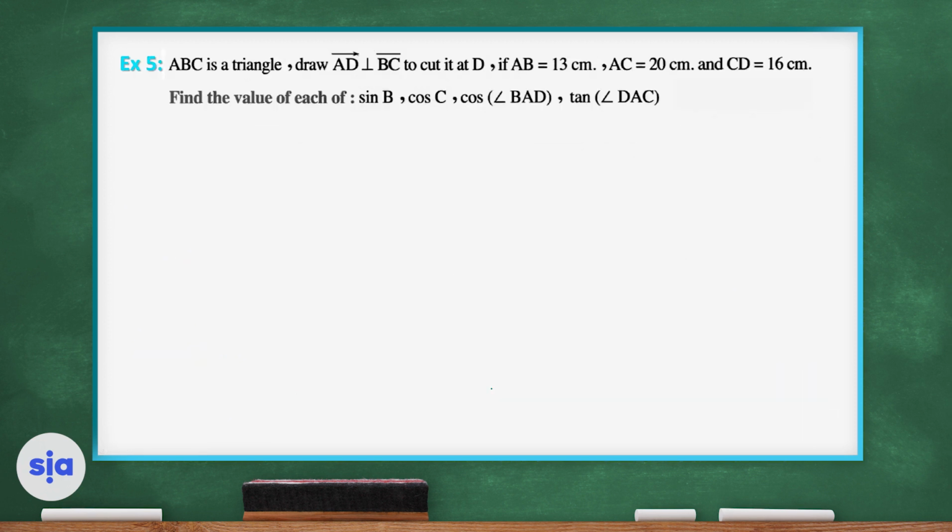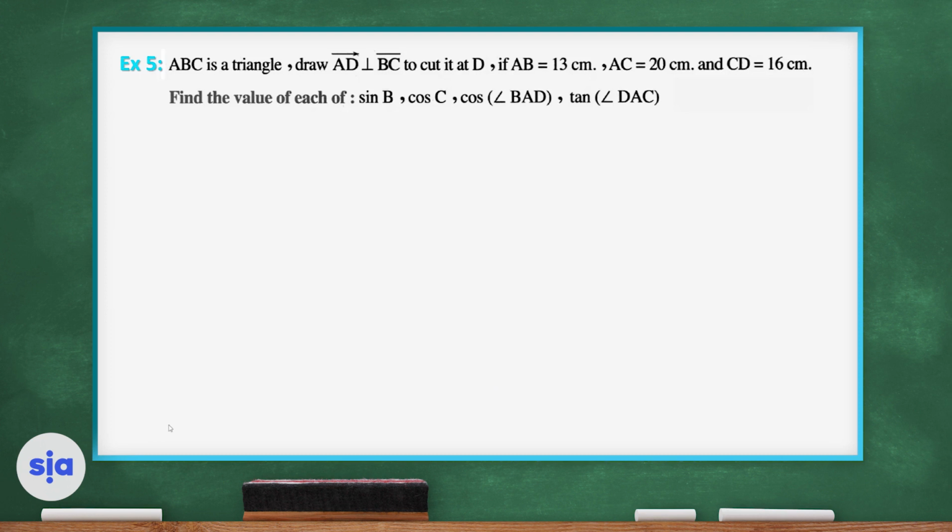Exercise number 5. ABC is a triangle. Draw ray AD perpendicular to BC to cut it at D. If AB is 13 centimeters, AC is 20 centimeters, and CD is 16 centimeters, find the value of sine B, cosine C, cosine angle BAD, and tan angle DAC.